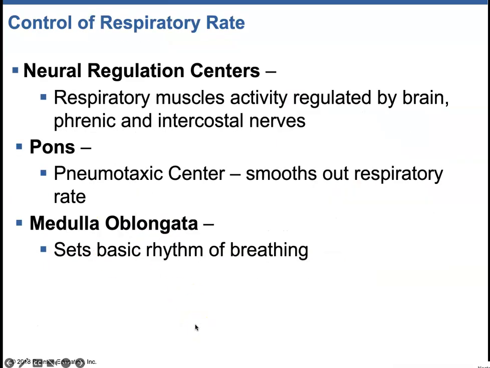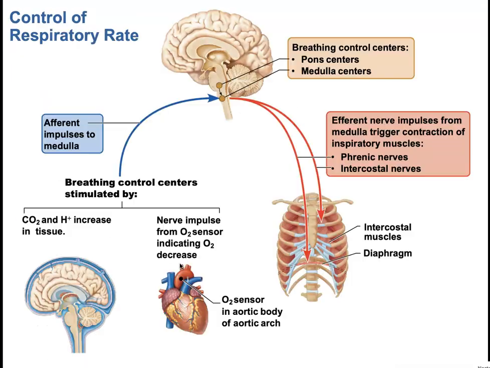So what we have, again, is the pons. This is going to be the pneumotaxic center that smooths out the respiratory rate. And then the medulla oblongata, remember when I talked about how your respiratory center is in your medulla oblongata, and this is why it's really serious when somebody has a high cervical injury, because it can end up affecting the respiratory center. And anything that affects respiratory rate, like a drug that causes respiratory depression, is going to end up affecting this.